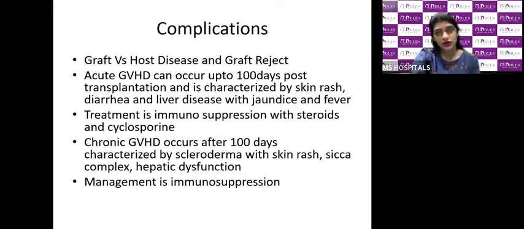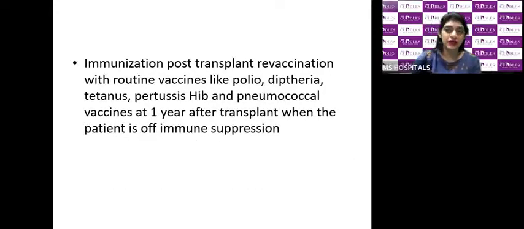Complications include graft versus host disease and graft rejection. Acute GVHD can occur up to 100 days post-transplantation and is characterized by skin rash, diarrhea, and liver disease with jaundice and fever. Treatment is immunosuppression with steroids and cyclosporin. Chronic GVHD occurs after 100 days and is characterized by scleroderma with skin rash, sicca complex, hepatic dysfunction. Management is immunosuppression.